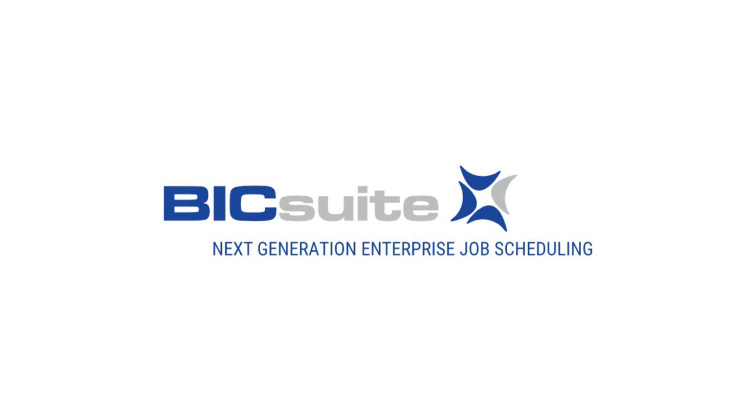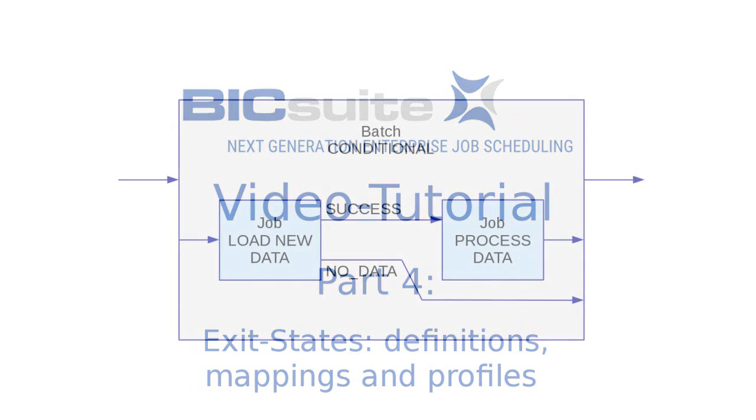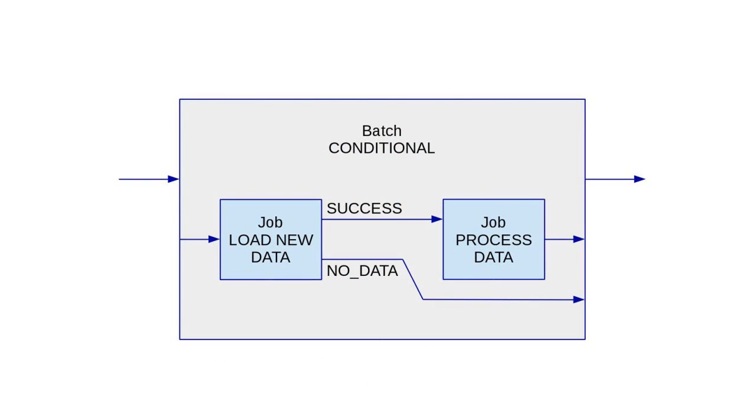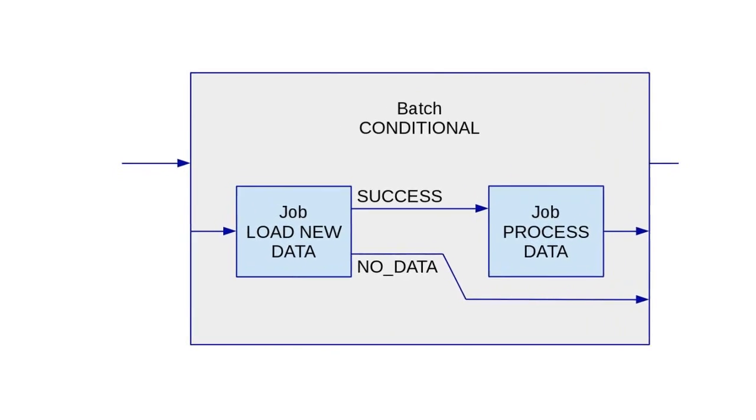Hello and welcome to our new tutorial series that deals with the conditional execution of jobs within batches. You will create a two-job batch that checks whether there is new data and downloads and processes it where appropriate. For that, both jobs have to communicate.